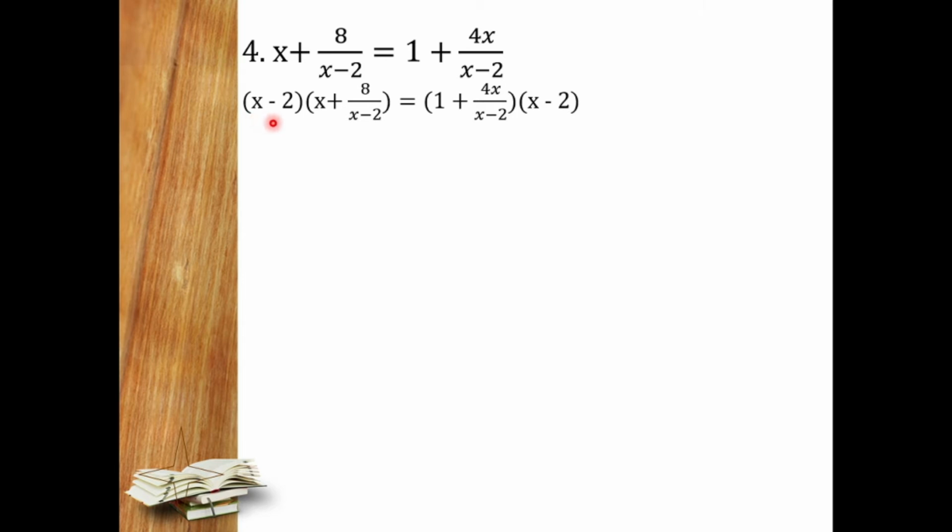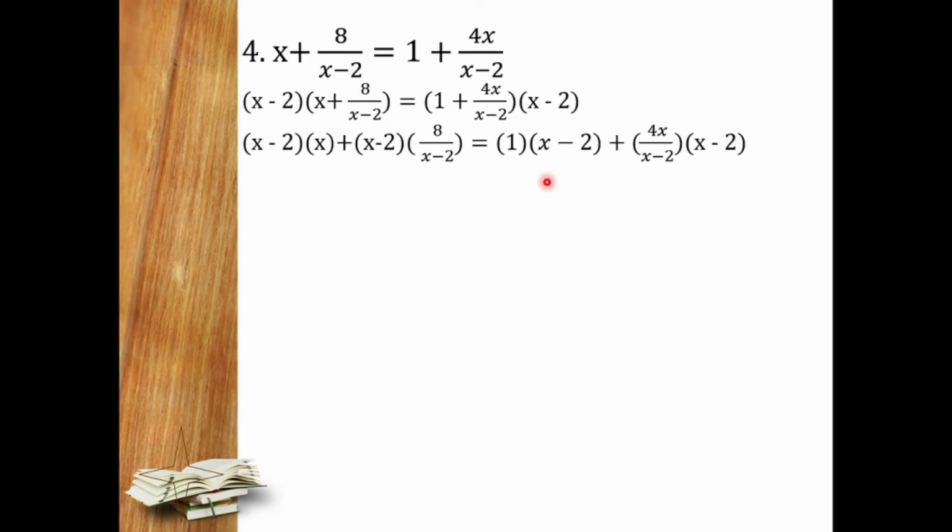So, we have x minus 2 times quantity x plus 8 over x minus 2. I-distribute natin tong x minus 2 dito sa x at saka dun sa 8 over x minus 2. The same is true for this side of the equation. So, 1 plus 4x over x minus 2 times x minus 2. I-distribute natin itong minultiply natin na LCD kay 1 at saka kay 4x over x minus 2. So, yan yung magiging result natin.